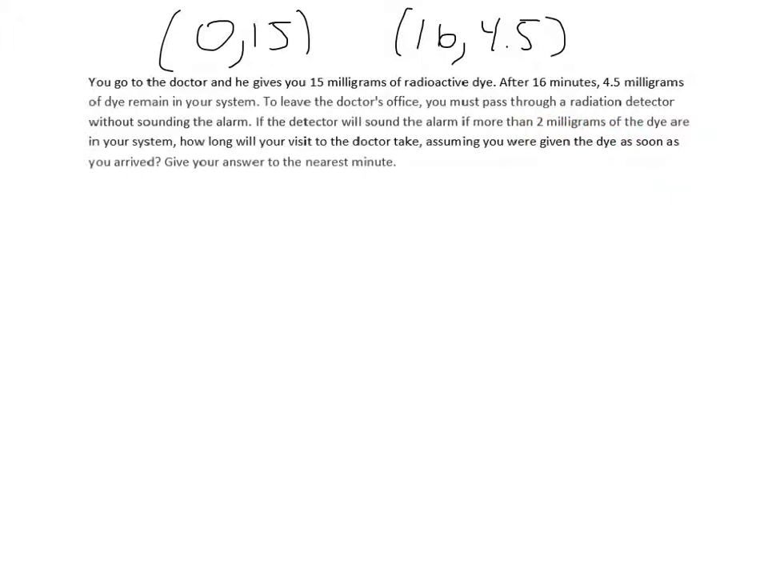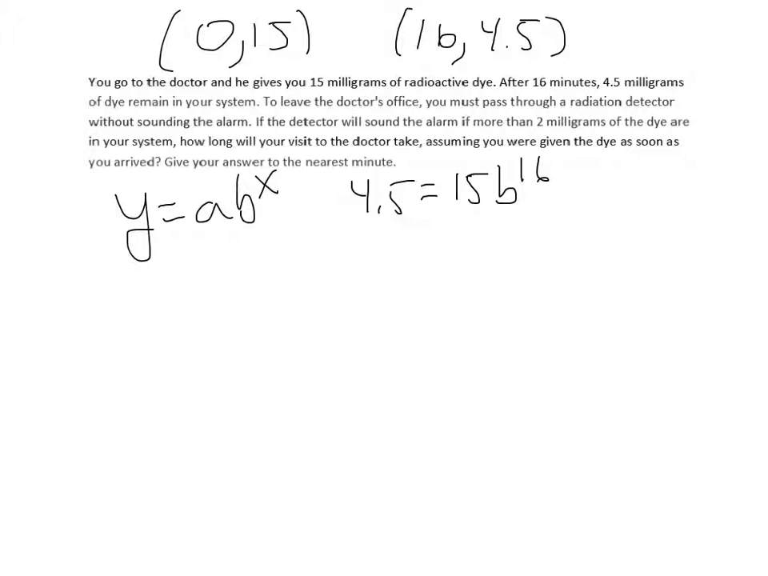So all we've got is our basic exponential equation going on here. And I know from the work we have done in the past that when I have 15 for a basic exponential equation, that 15 is going to be the a. And then because 15 is the a, I have another x and a y. So I can write 4.5 equals 15, which is our a, times b raised to the 16.